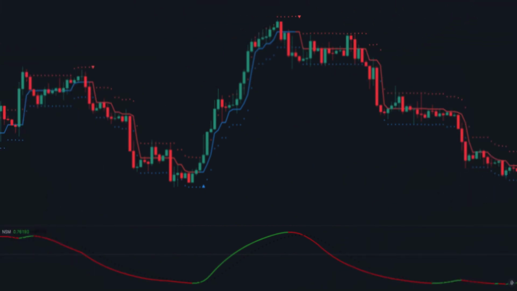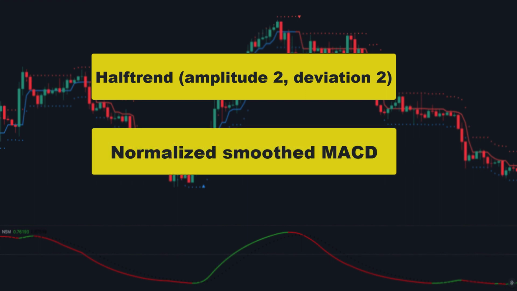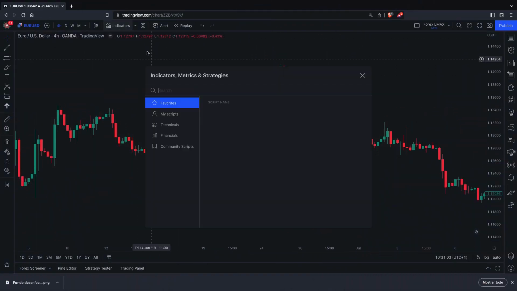These are the indicators that we will use in the strategy. HalfTrend indicator. Normalized smooth MACD. These are the settings for the indicators.